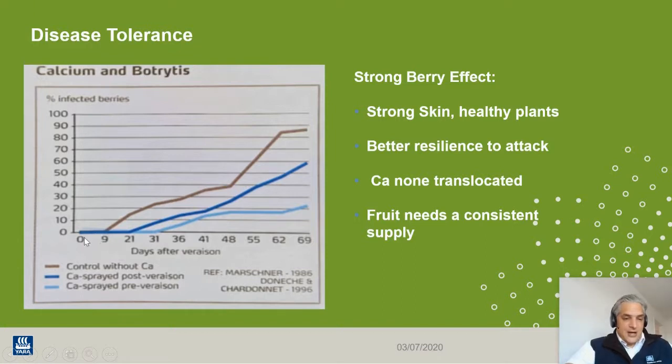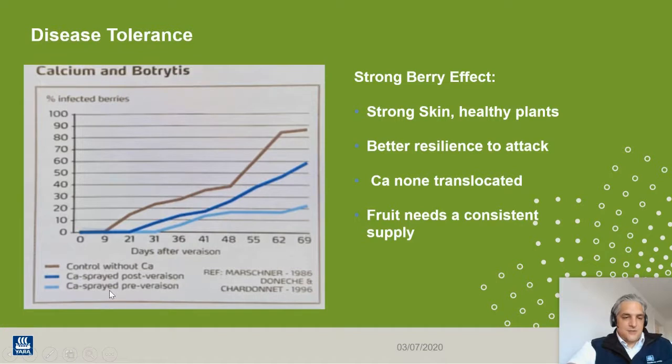In the following years, calcium was sprayed post-veraison. What we see is that the crop has managed to stave off botrytis for 21 days after veraison. But once it's on the crop, we notice that the rate at which it infects the crop is very similar to the control, such that by the time it reaches harvest, it's infected the crop to the tune of just under 60%.